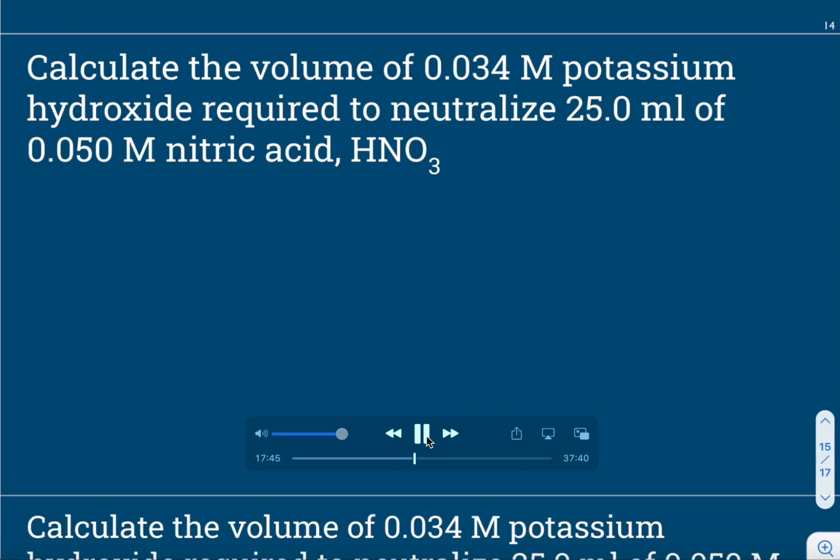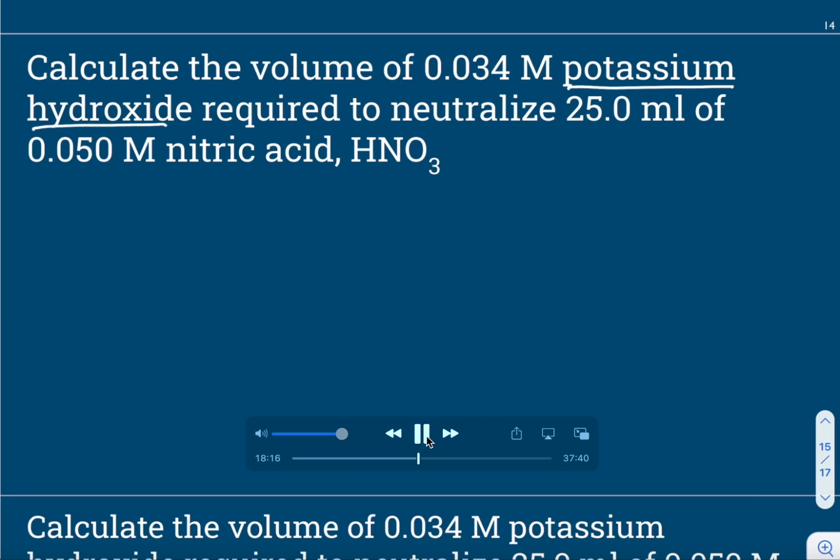Okay, first thing you need to do with these problems is figure out what your combination is. Is it a strong acid and a strong base? Is it a weak acid and a strong base, or is it a weak acid and whatever combination it is? The ones we're going to be going over today always have one strong. We're going to save weak acid and weak base for later in the unit. At least one strong, I should say.